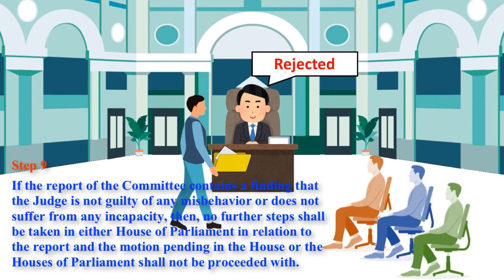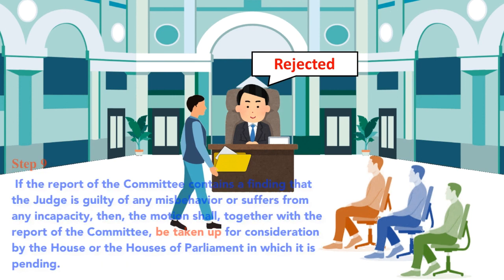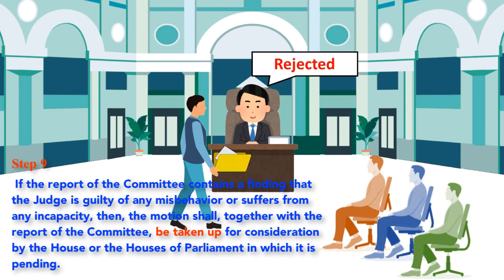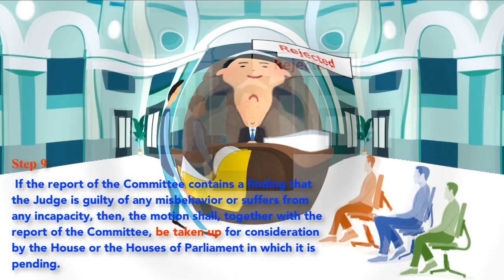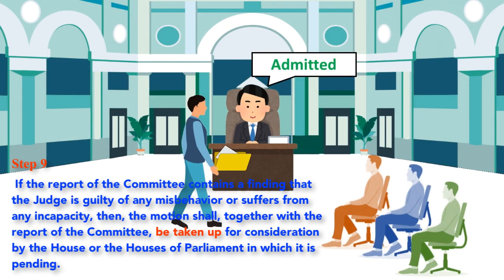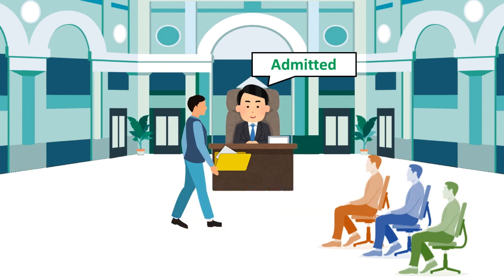But if the report of the committee contains a finding that the judge is guilty of any misbehavior or suffers from any incapacity, then the motion shall, together with the report of the committee, be taken up for consideration by the House or the Houses of Parliament in which it is pending. So, in this stage, both the Houses, namely Rajya Sabha and Lok Sabha, will pass the motion with a special majority separately. Special majority means present and voting.